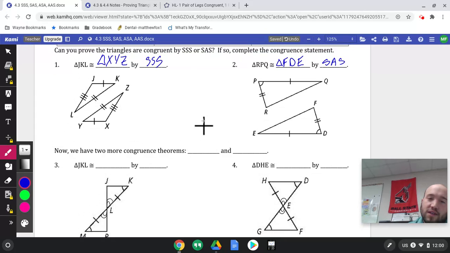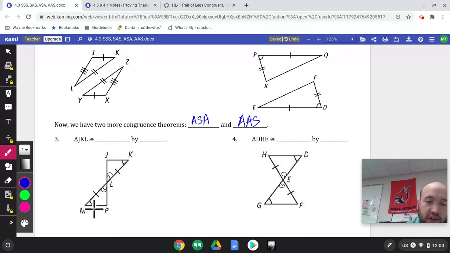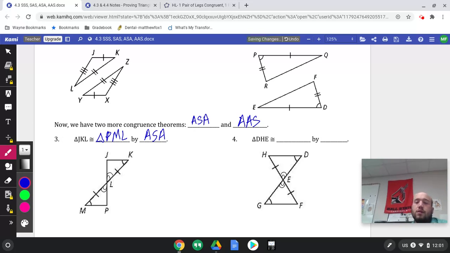Okay, then that was SSS and SAS. We also have our 2 other types, ASA and AAS. So if we look at number 3, we've got an angle, a side, and an angle. Now this one should hopefully be easy because JKL, J is the one that's not marked, so P has to go first. Then K is the one with 1 arc, so M, and L has 2 arcs on both sides. So it'll be PML. And order does matter in our congruent statements.